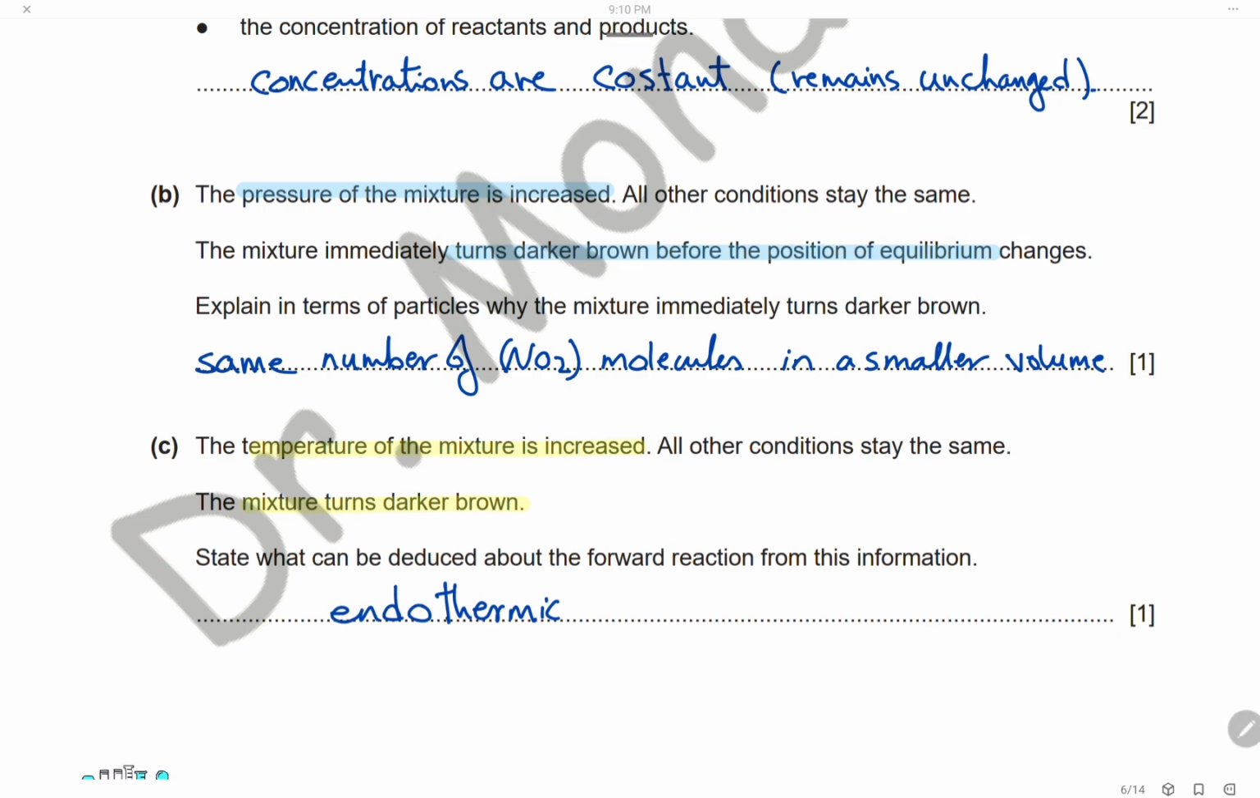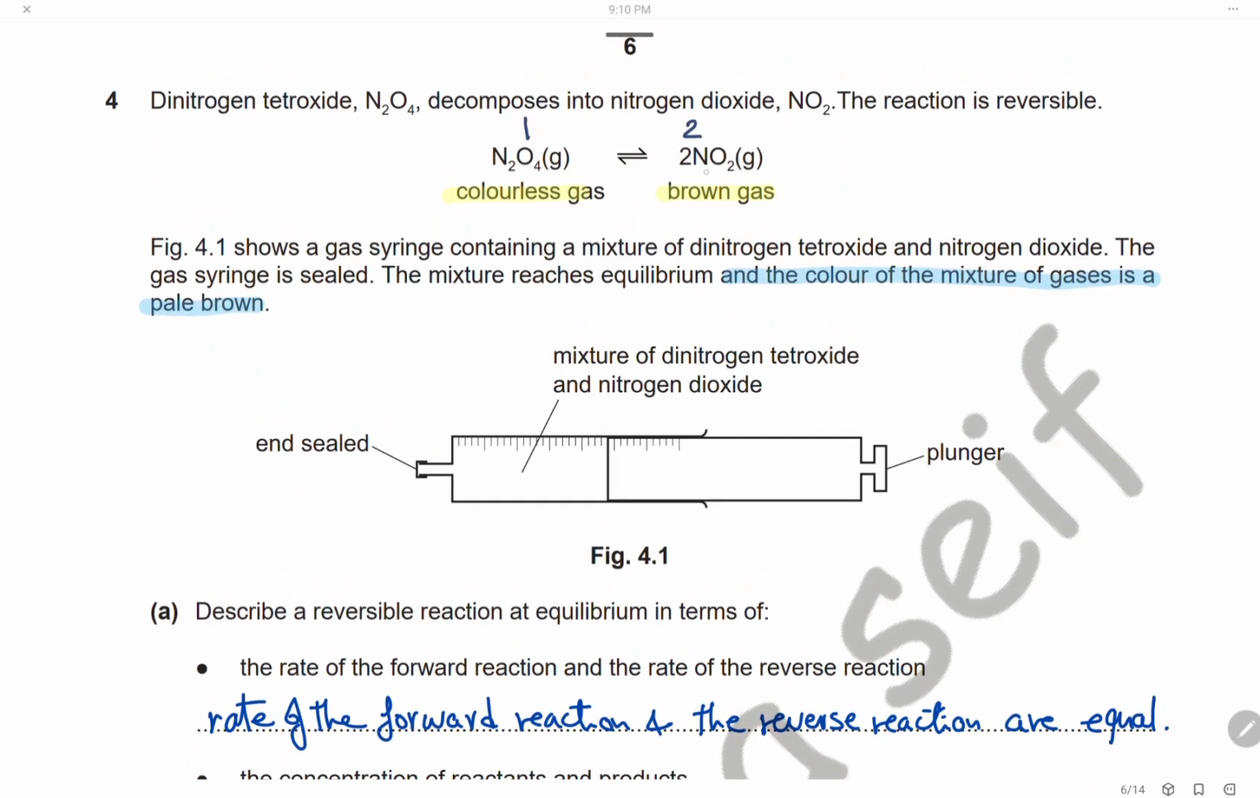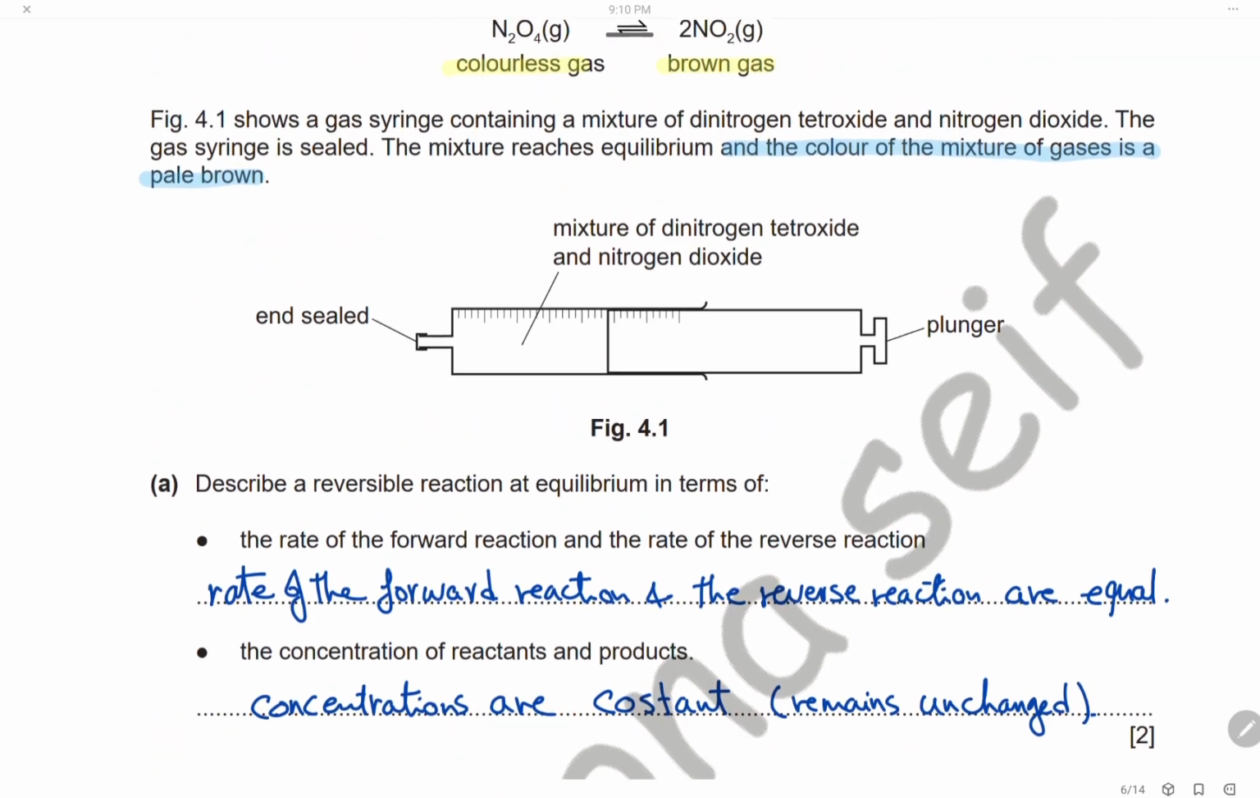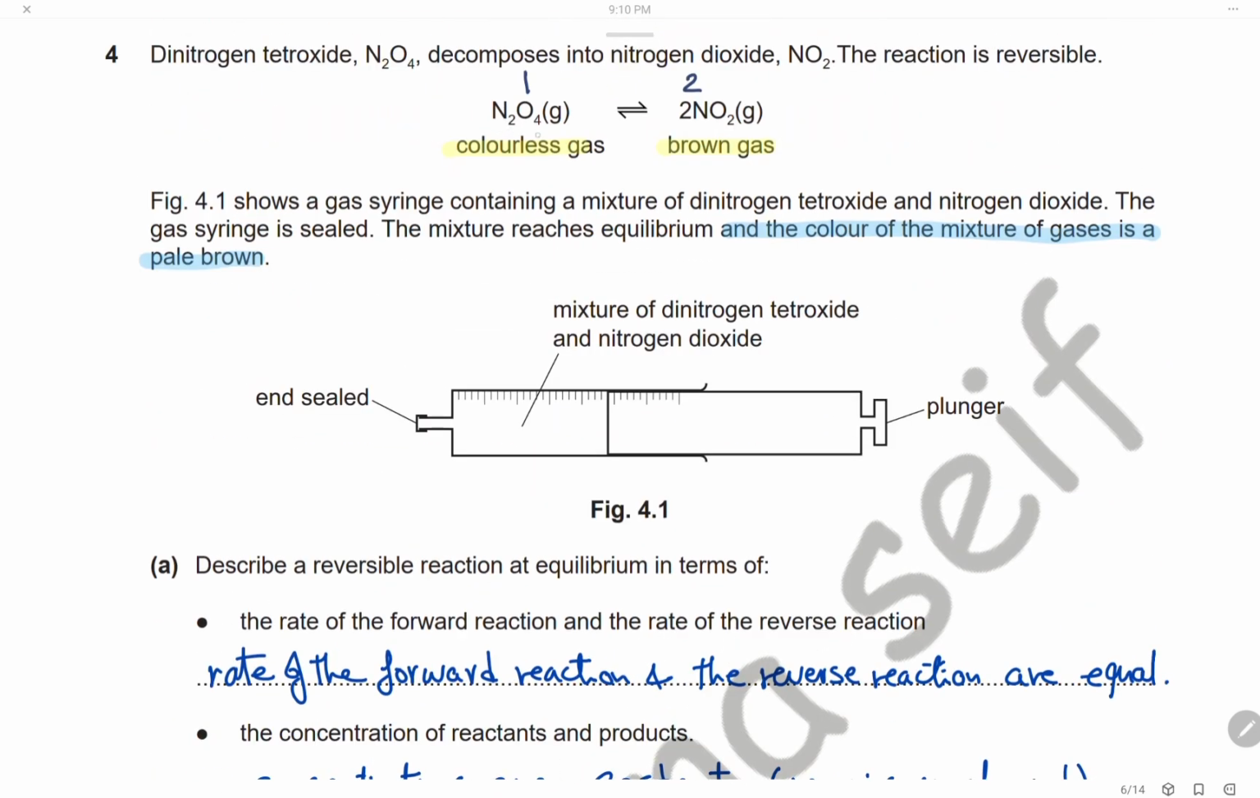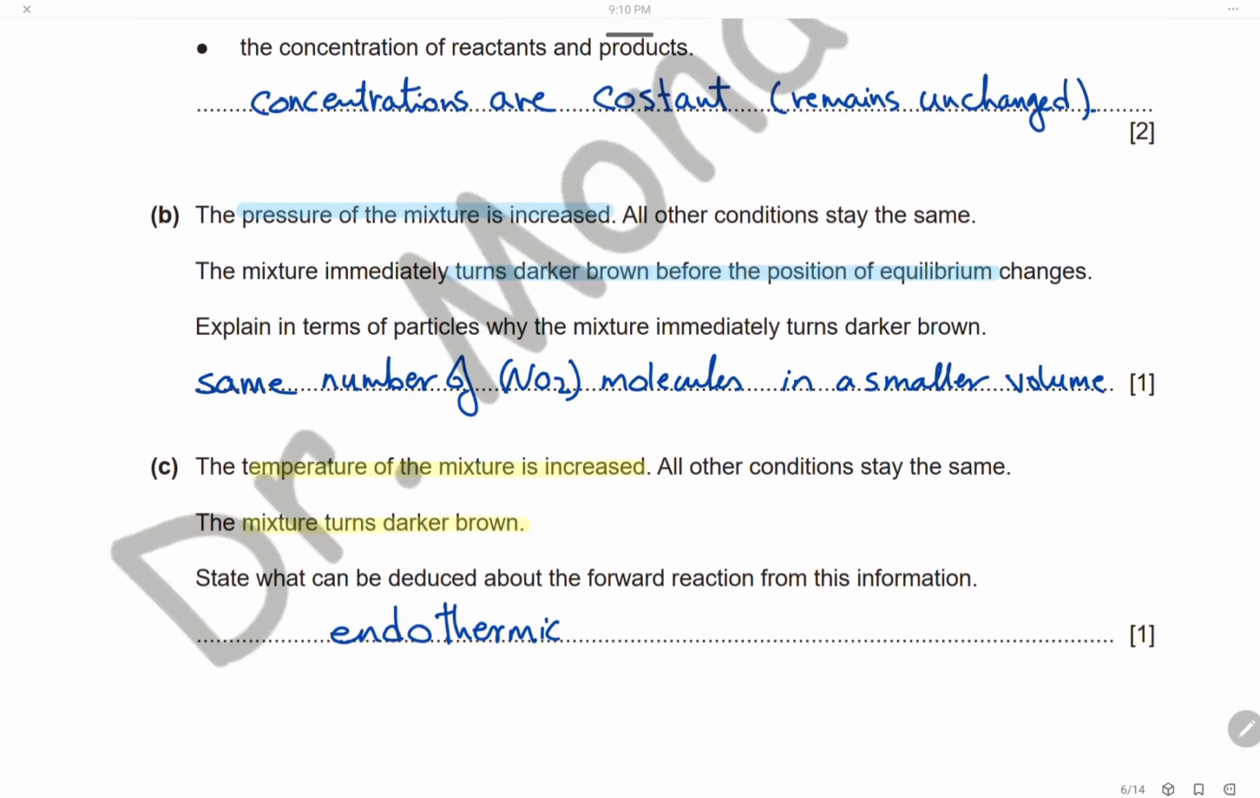So the darker brown color is the color of nitrogen dioxide because dinitrogen tetroxide is colorless. By increasing the pressure, we have the same number of nitrogen dioxide molecules, which are brown, in a smaller volume, and that's why the color appears to be darker.